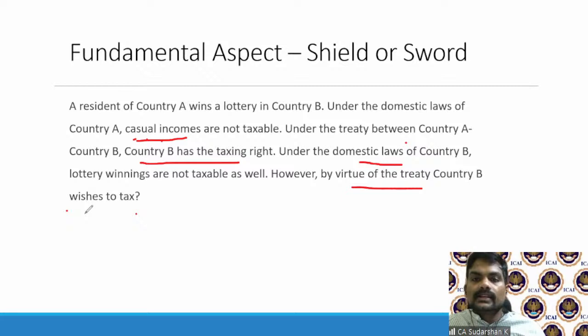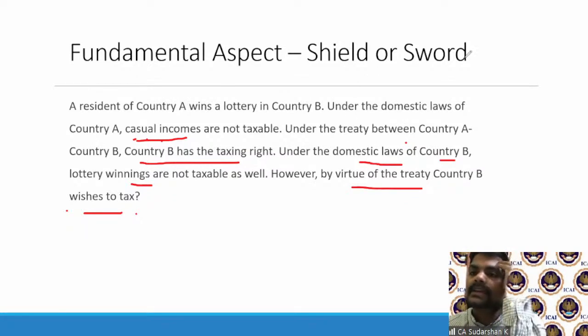So let me repeat the question again. A resident of country A wins a lottery in country B. Under the domestic laws of country A, casual incomes are not taxable. Under the domestic laws of country B also, lottery winnings are not taxable. However, the treaty between country A and country B says any income pertaining to casual income, country B has the taxing right. So the question is, can a treaty give a taxing right?